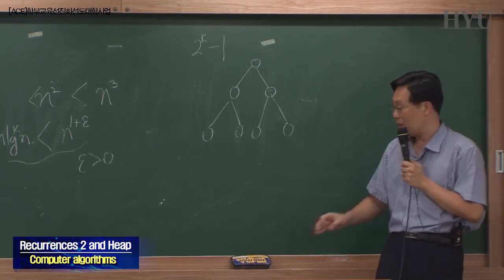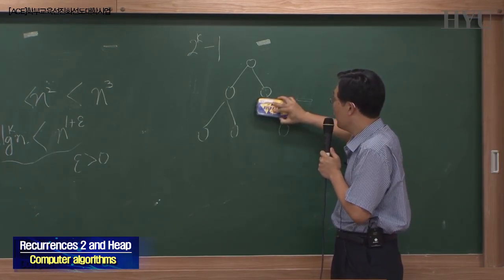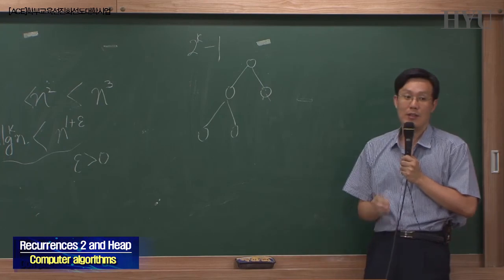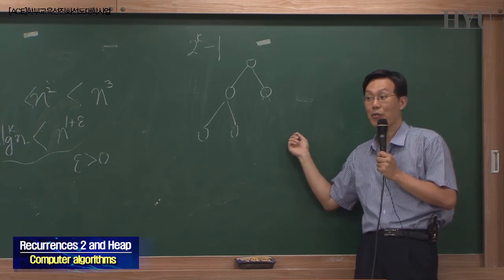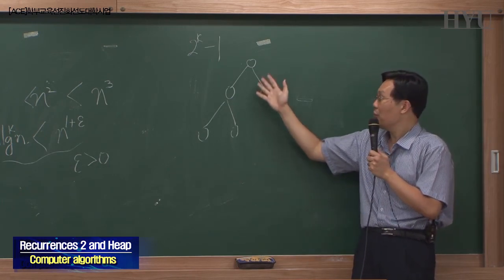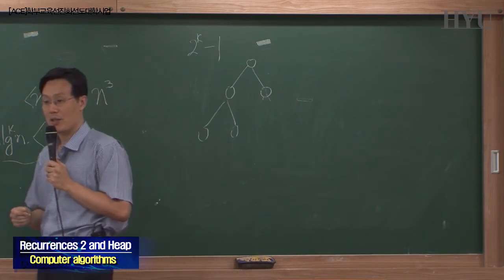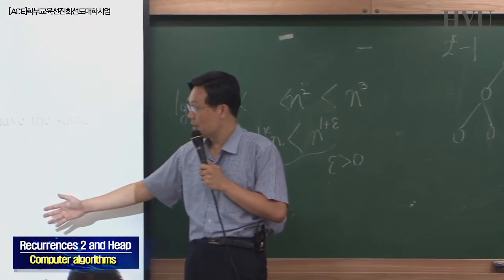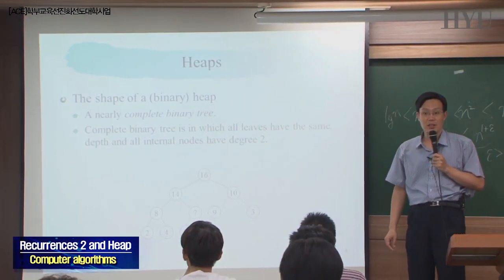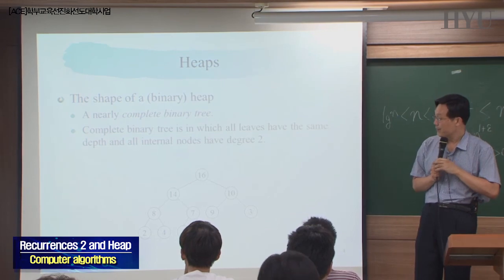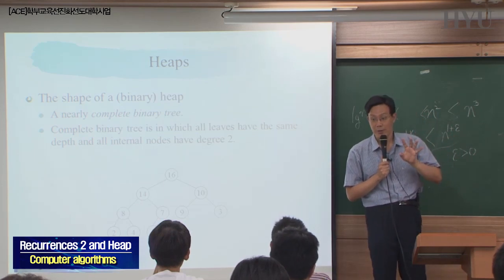Okay? But a nearly complete binary tree means we remove the missing nodes from the bottom level and from the right. So if the shape is like this, it's called a nearly complete binary tree. This is an example of a heap with 10 keys. Okay? This is a shape requirement.